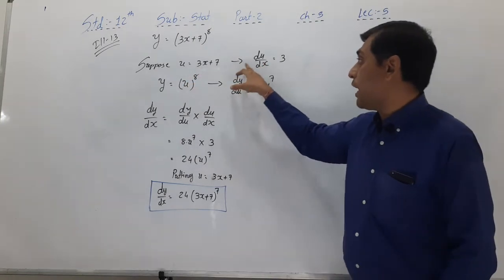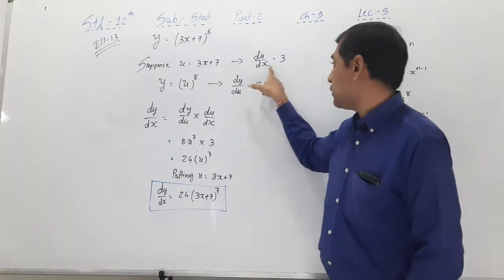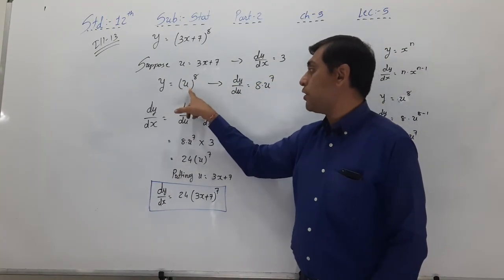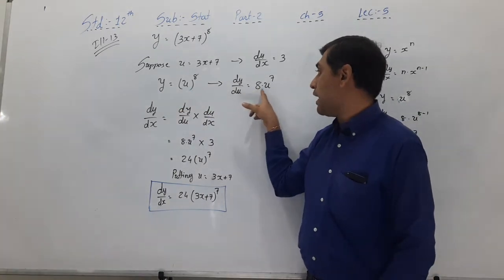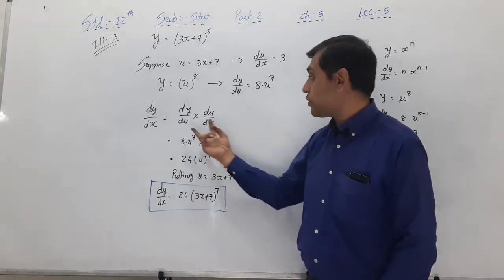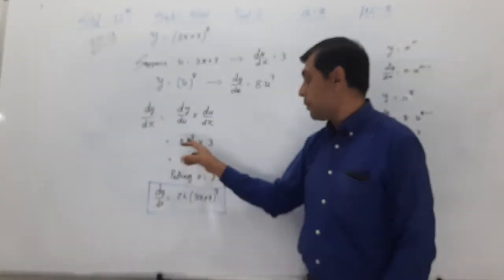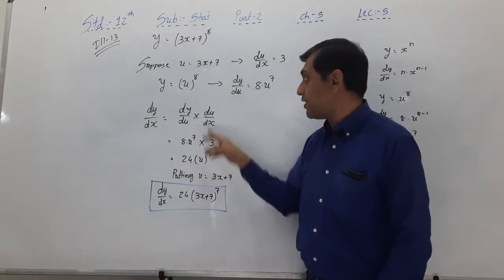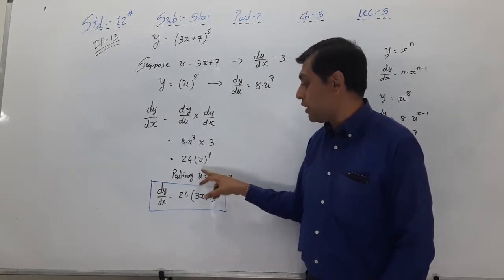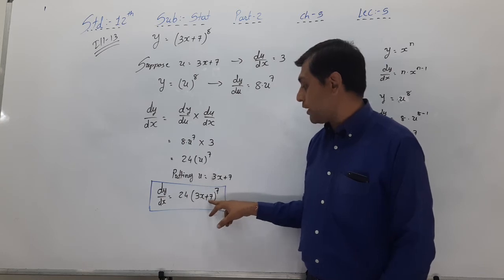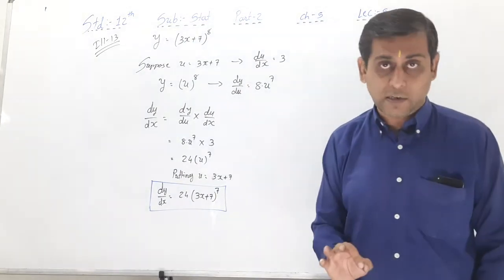So here we have to find du by dx, that is, differentiation of u with respect to x, it is 3. We have to find the differentiation of y with respect to u, that is 8 u raised to 7, and we just multiply these two. 8 3s are 24 u raised to 7. This is the multiplication. Now put the value here. We are supposing 3x plus 7 as u. Now putting u is equal to 3x plus 7 into this, then 24 into 3x plus 7 raised to 7 is your dy by dx. That is your final answer, right?